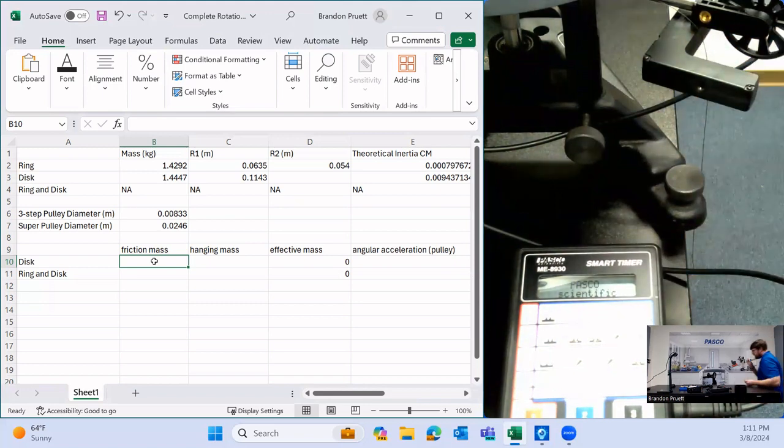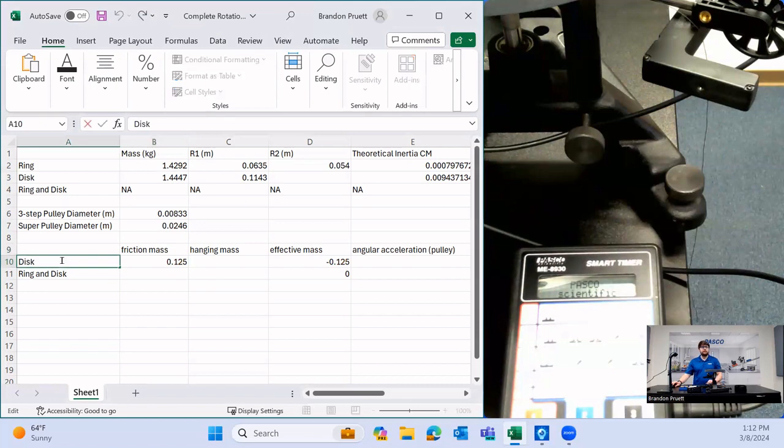All right, now what we'll do is we'll take this mass that we have here and we're going to measure it on a scale that I have over here. Comes out to 125 grams exactly. And so that's our friction mass. Whoops, we're out, this is in kilograms. All right.